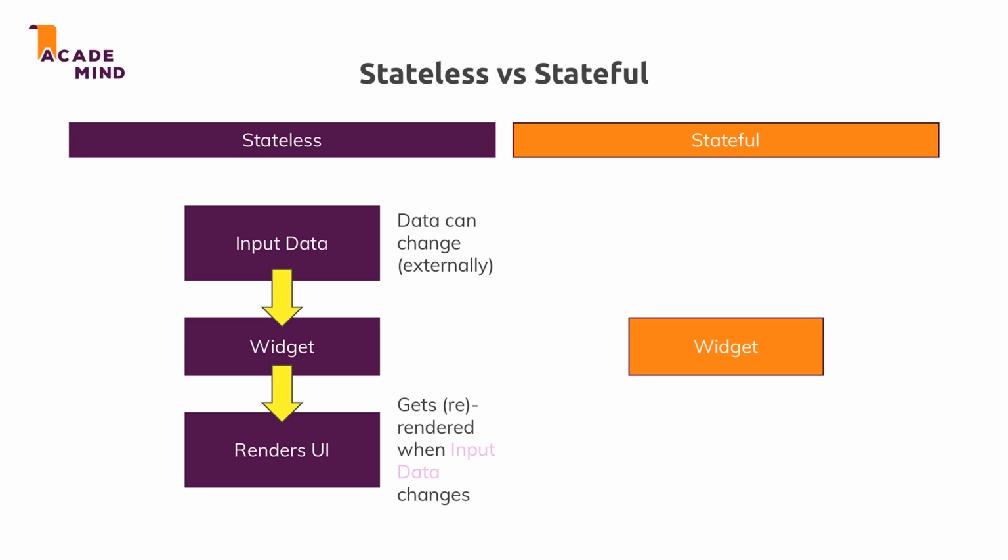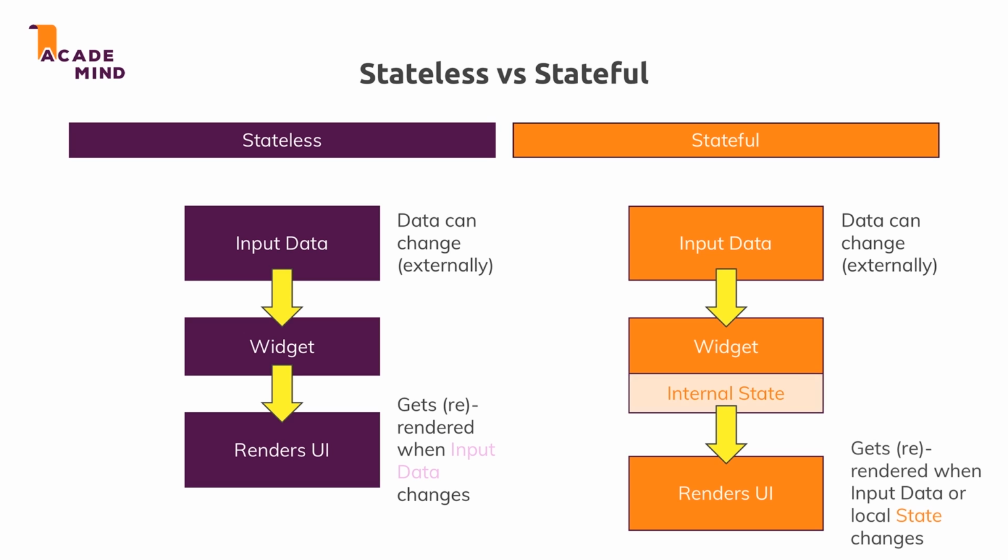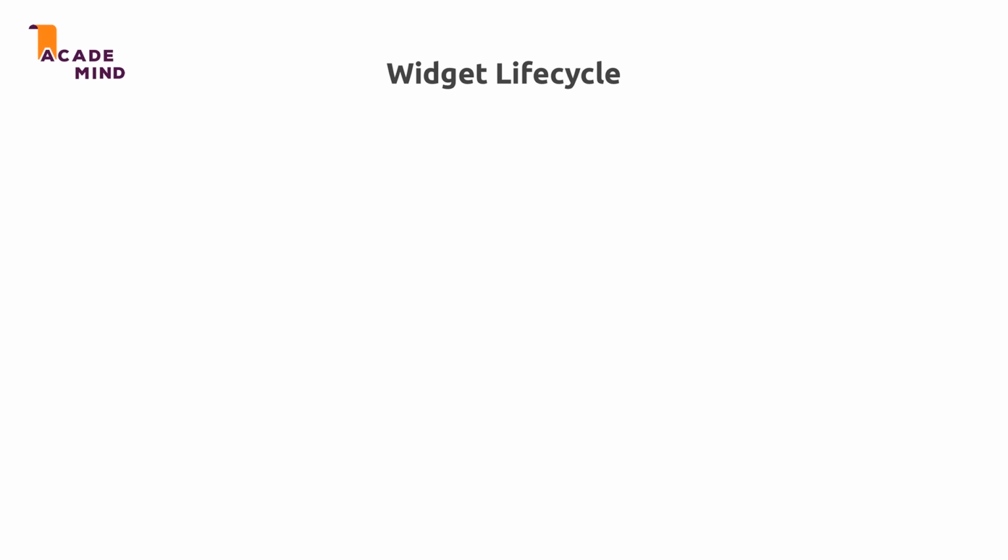Now, a stateful widget also is all about returning a widget where we render the UI, where we, as you saw in the last lecture, can receive input data, which might also change externally. We don't see that here, but that would be possible. And then we also additionally have that internal state, which we can change from within the widget, which also will lead to a re-render. So both external data changes as well as internal state changes will lead to the UI being re-rendered. Widgets have a life cycle.